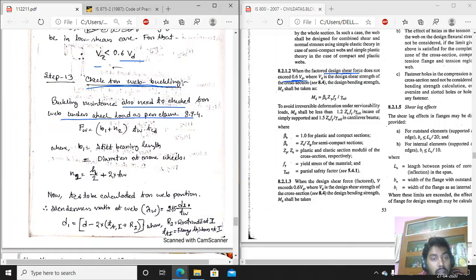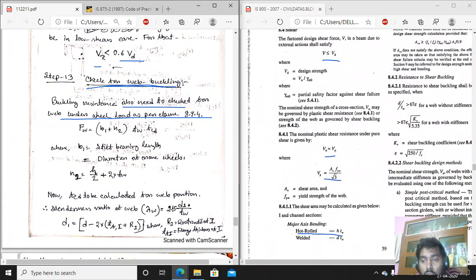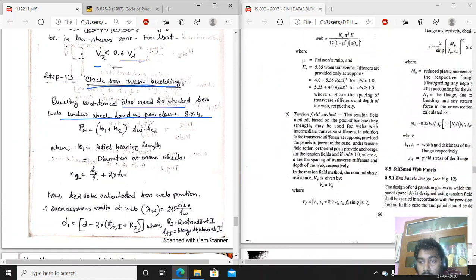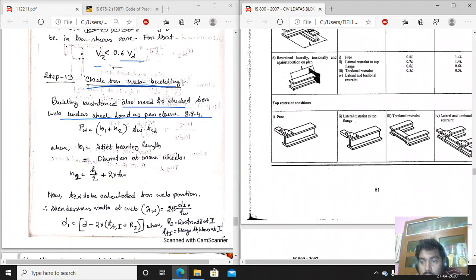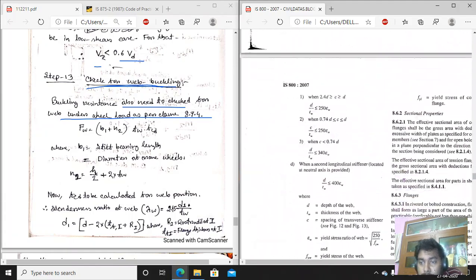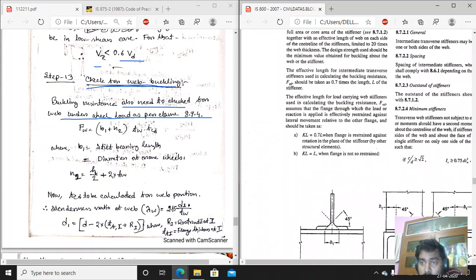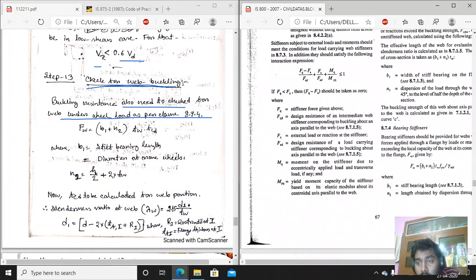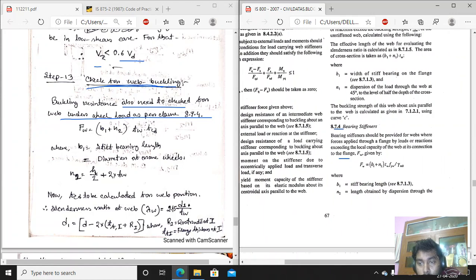wheel load under 8.7.4. Let us come to the clause number 8.7.4. I think it is here. 8.7.4, where it is, right. That criteria we have checked in the previous day also in the plate girder. Okay, 8.7 bearing stiffeners. So the bearing we have to check for that value, b1 plus n2 tw fcd by gamma m0.